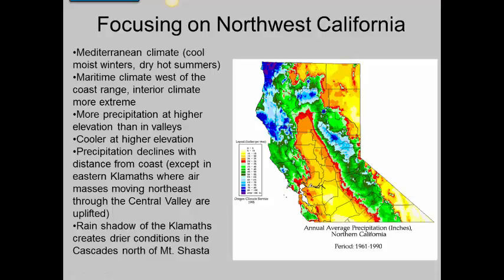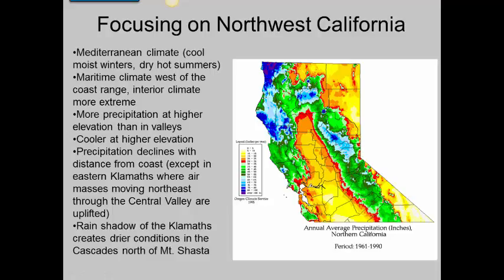We see on this map more precipitation at higher elevation, less precipitation in valleys. If you see here, this little dot is Mount Shasta. So as air masses rise up Mount Shasta, they're cooling. The moisture in those air masses is condensing and falling down as snow or rain on the mountain.